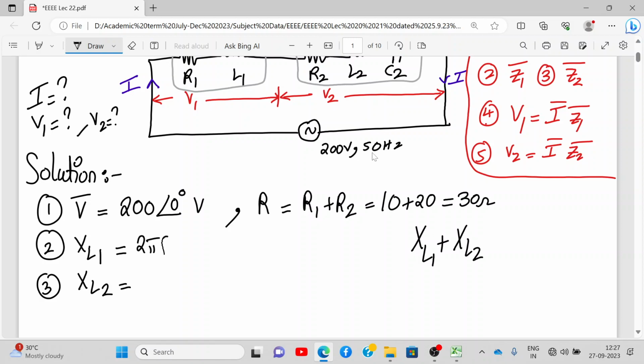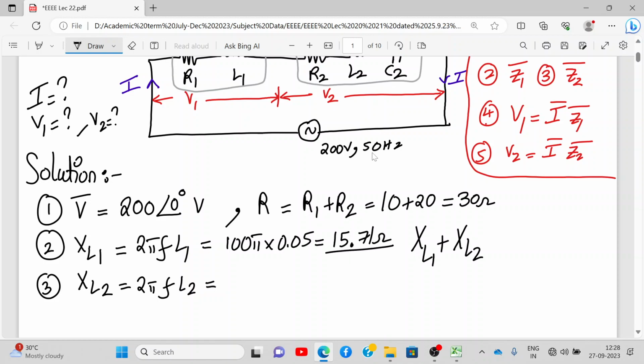So this will be 2 pi F L1. This will be 2 pi F L2. So frequency is 50, so that will be 100 pi into L1, which is how much? 0.05. How much does this come out to be? 15.71 ohms. Then this will be 100 pi again into 0.1. That will be 31.42 ohms.